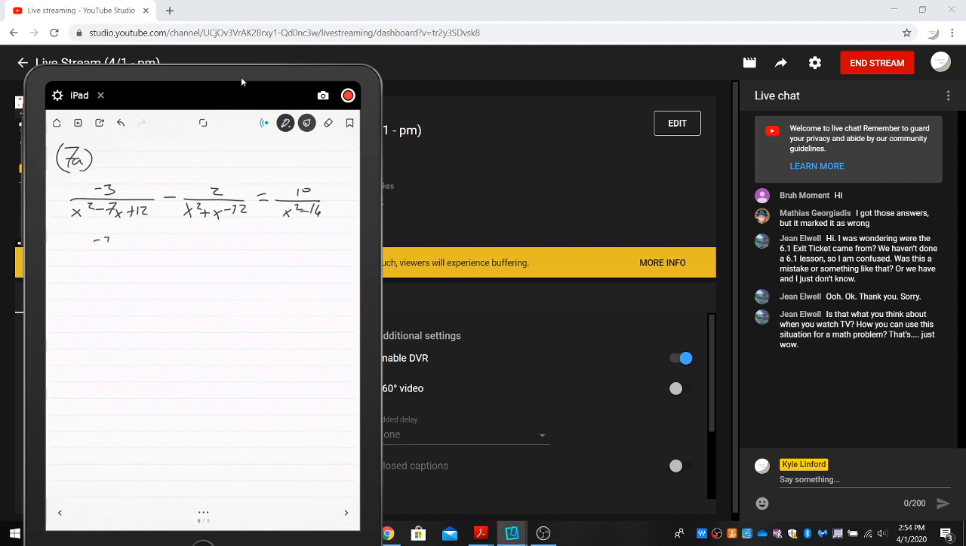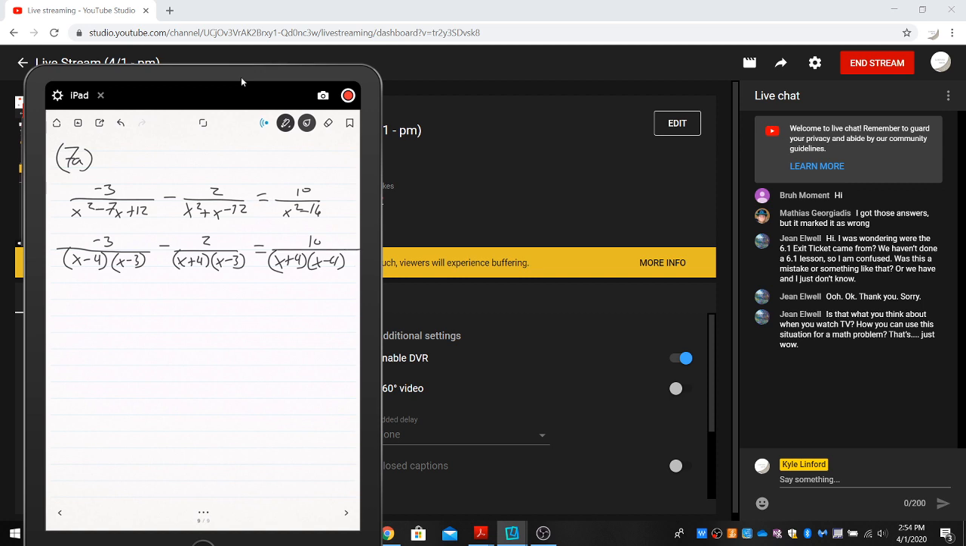So let's see. X squared minus 7x plus 12. That would be x plus 4. No, I'm sorry. X minus 4 times x minus 3. Because -4 and -3 give me positive 12, but they add to -7. Let's see, we have 2 over, what multiplies to give me -12, but adds to give me 1. That would be a positive 4 and a -3. And then x squared minus 16 is x plus 4, x minus 4.